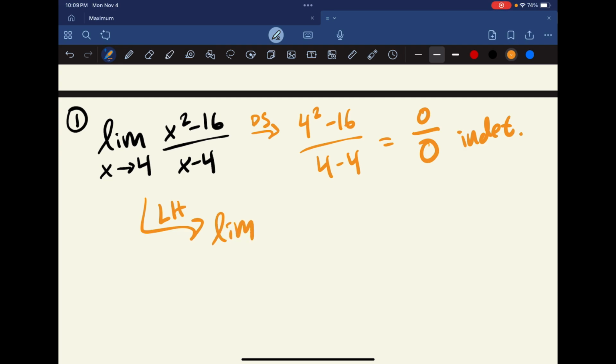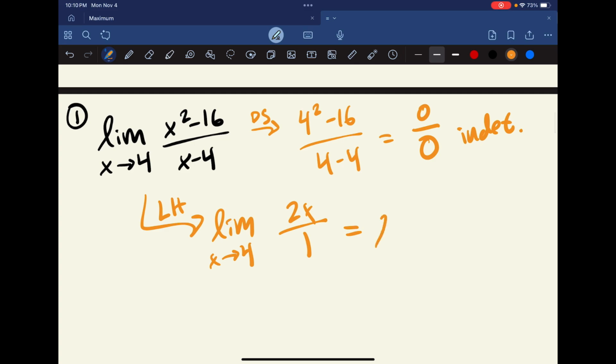So we're still looking at the limit as x approaches 4, but we take the derivative of the numerator, the derivative of x squared minus 16, which is just 2x. And then we divide it by the derivative of the denominator. The derivative of x minus 4 is just 1, because the derivative of negative 4 is 0 and the derivative of x is 1. So this equals just 2x. Now we can do direct substitution, and we will get 8, because we just plug in 4 for x.